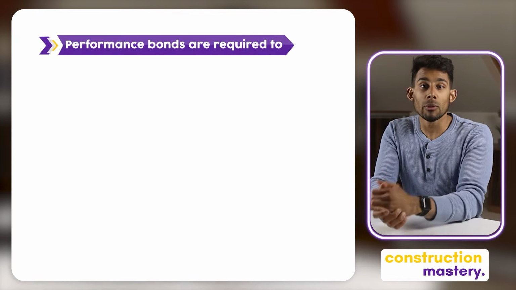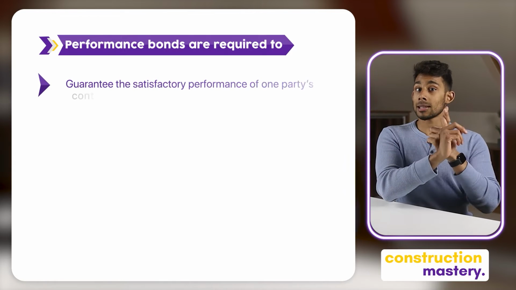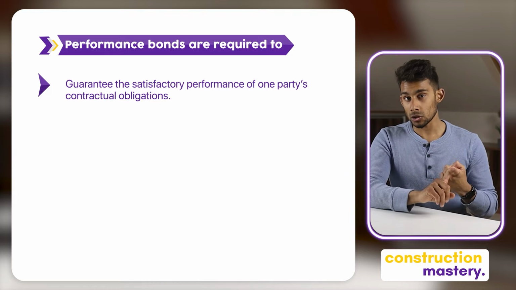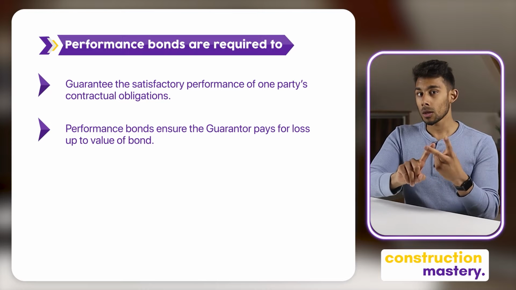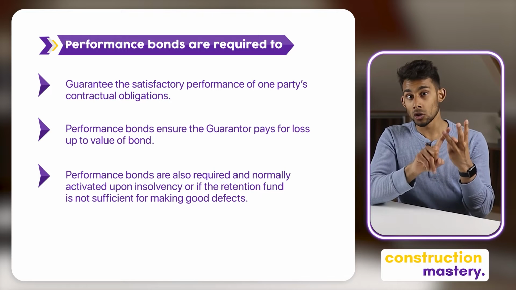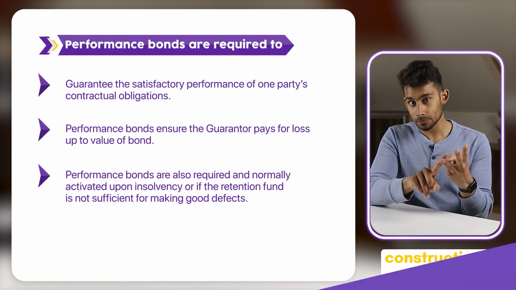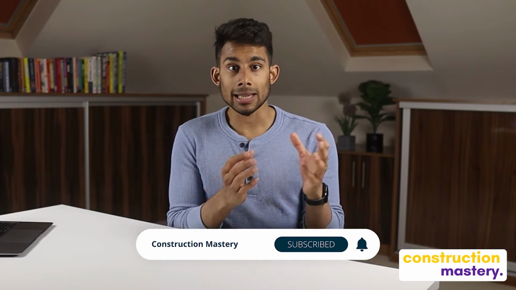Amazing. Let's have a look at what performance bonds are required to do. So performance bonds are required to guarantee the satisfactory performance of one party's contractual obligations. Performance bonds ensure the guarantor pays for the loss up to the value of the bond. Performance bonds are also required and normally activated upon insolvency or if the retention fund is not sufficient for making good defects. Oh, and just as an interesting note, the standard value of a performance bond is 10% of the contract value, which is the premium for taking out the bond and is added to the contract sum. So to simplify, the contractor would normally add 10% onto his tender costs to cover the cost of the bond.